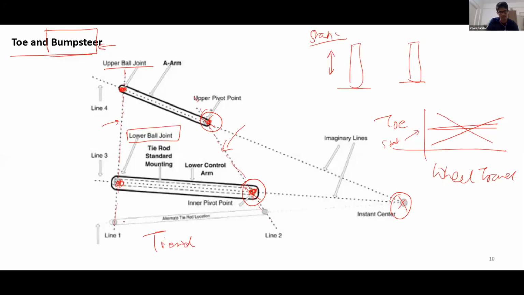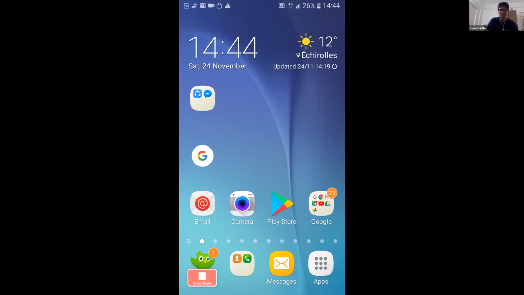So this can be a tie rod where, again, something has happened. Let me share it again.